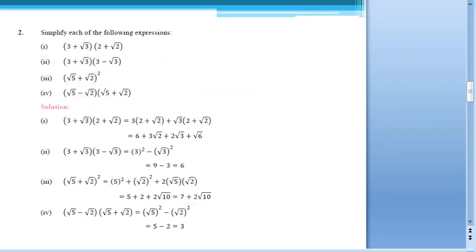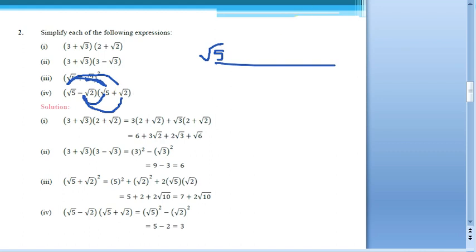So the fourth one is going to be like this: root 5 minus root 2 into root 5 plus root 2. Now see, you can expand the brackets. You take root 5, multiply: root 5 into root 5 and root 5 into root 2, plus minus root 2 into root 5. While taking that, just consider the minus sign into consideration, otherwise you will get a wrong answer. So minus root 2 into plus root 2, that we can also do. So this is how we expand the brackets.